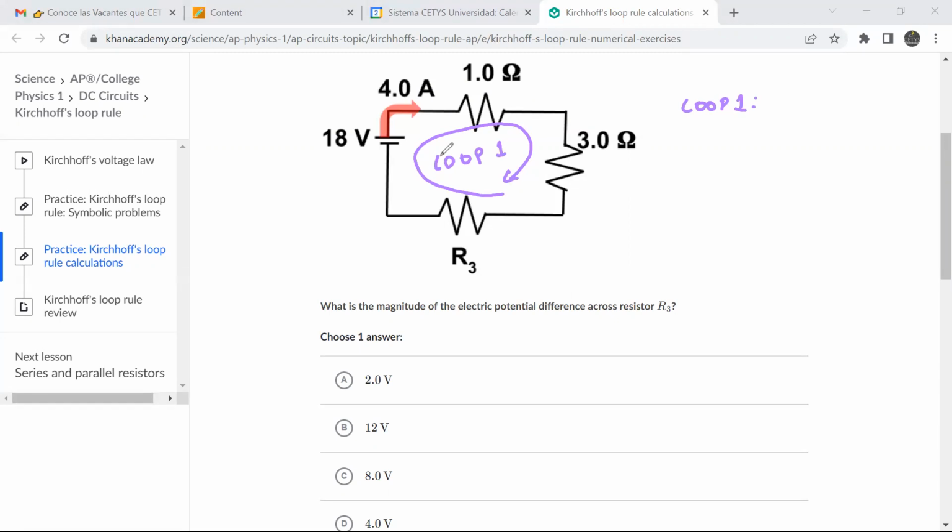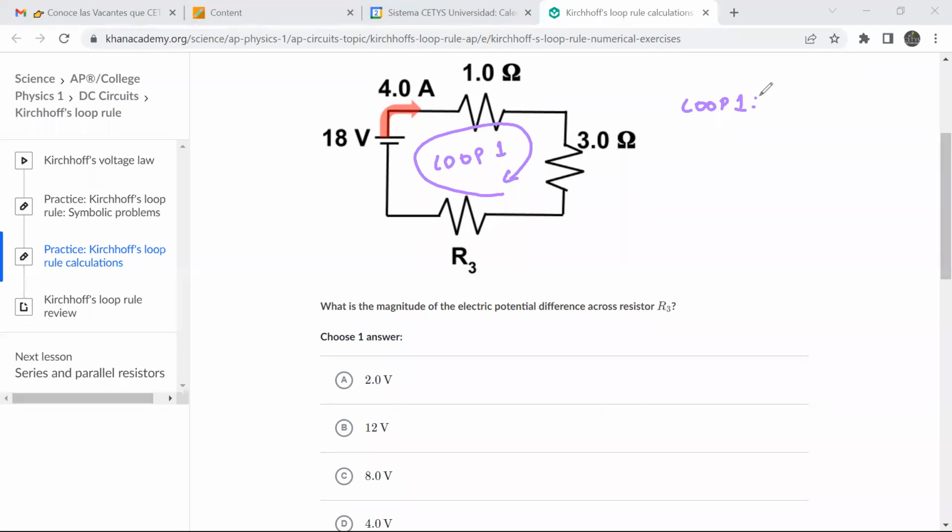We've got a loop, and remember that in Kirchhoff's second law, the sum of the voltages across the loop has to give us 0. So what we're going to do is add those up and see what happens, and see if we can get to the answer.